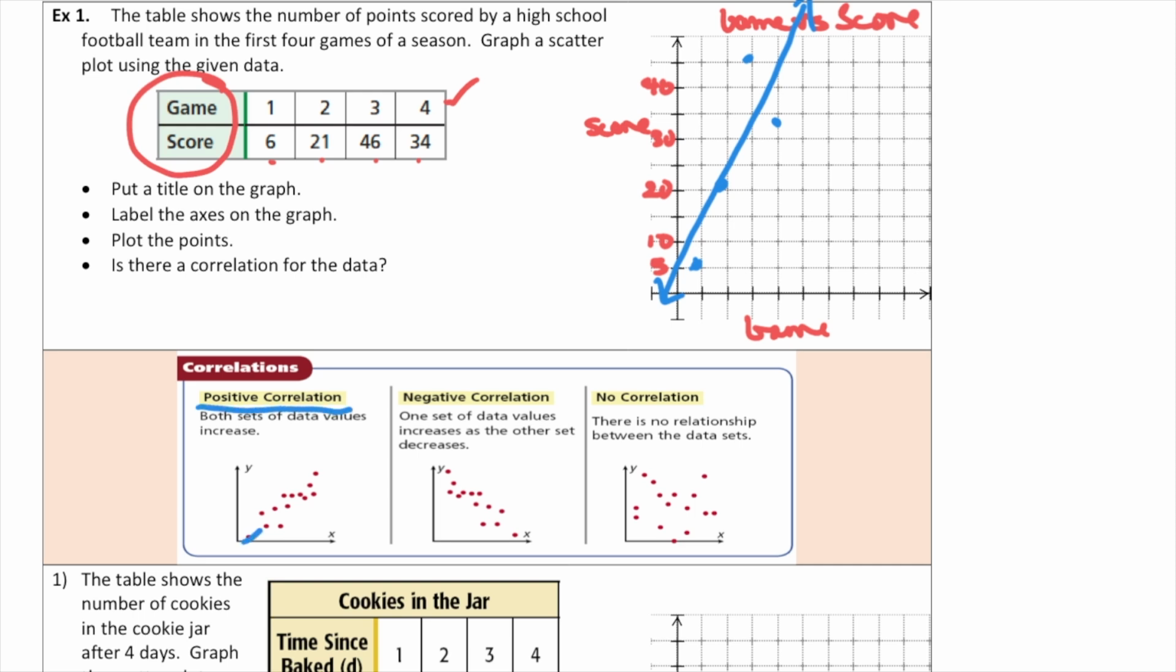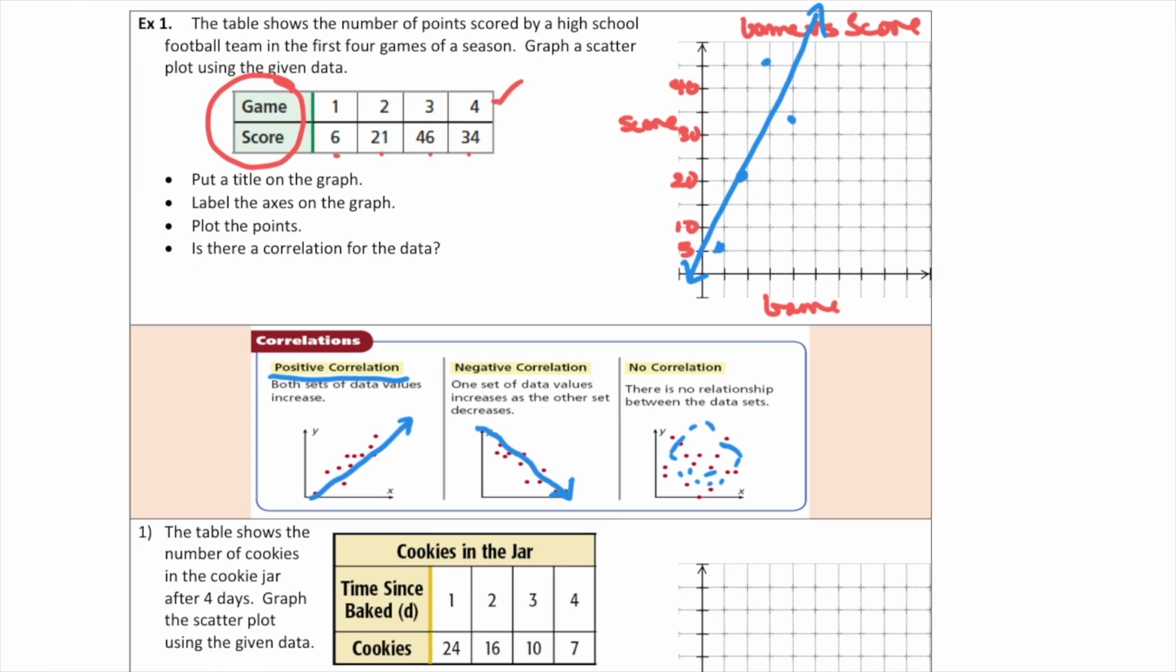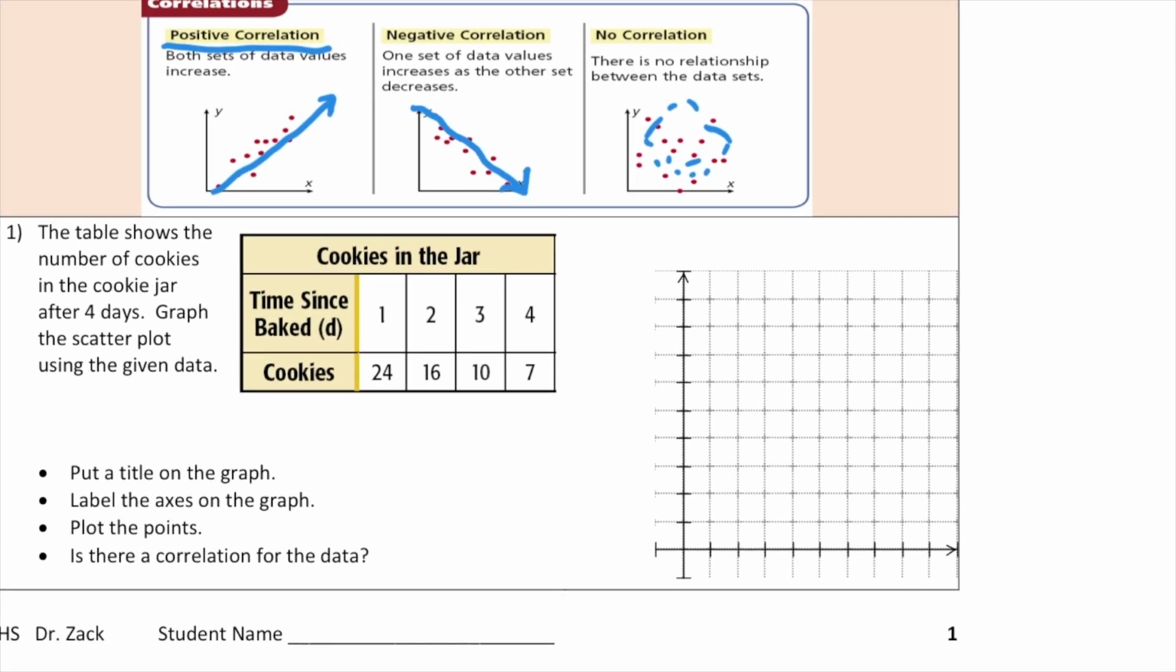If you have a positive correlation, you can draw a line with a positive slope. If you have a negative correlation, you can draw a line with a negative slope. If there's no correlation at all, the dots are scattered everywhere, you cannot draw a line to represent your slope.